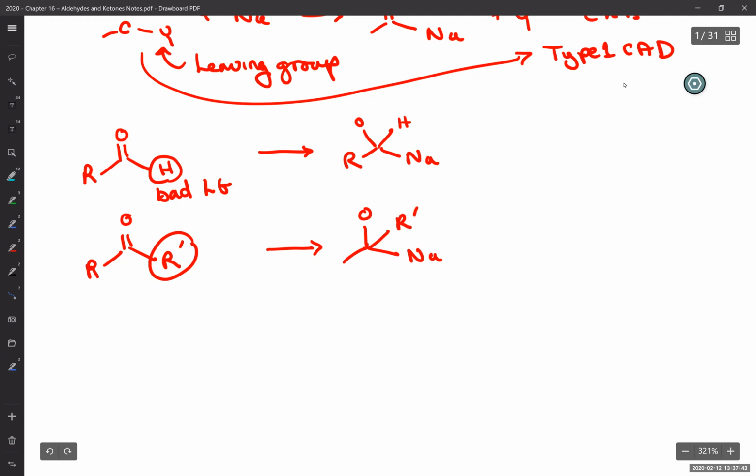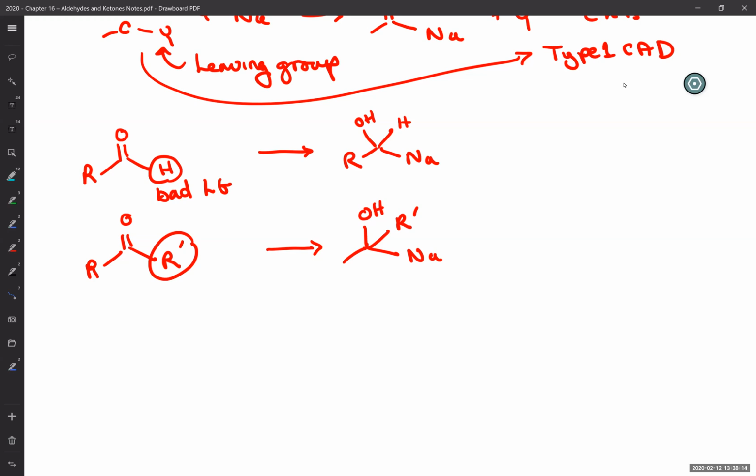Typically it's under acidic conditions, or we're going to add an acid. In a subsequent step, this usually comes out as an O-, and then we're going to protonate it, so the hydrogen will cap that off like that. So that's one type of reaction that we look at in this chapter. We don't have a good leaving group. The nucleophile comes in, attaches itself to the carbonyl carbon, and then stays.